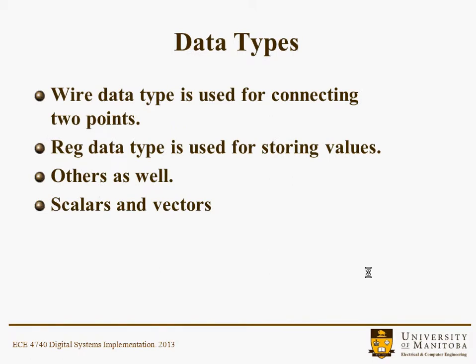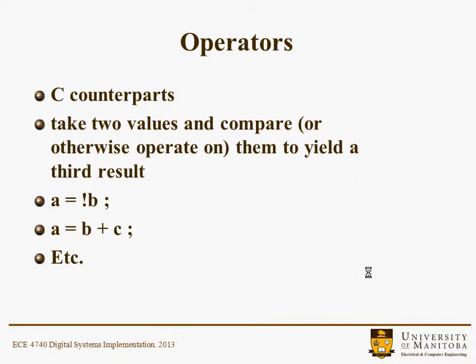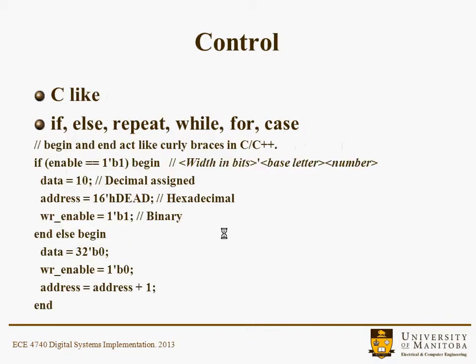A variety of data types in Verilog. A wire would be used for connecting 2 points, register data used for storing values, and there's others as well as scalars and vectors. Some of the operators are like their C counterparts, often taking 2 values and comparing them, or otherwise operating on them to yield a third result. First example, A is equal to not B, or A is equal to the sum of B plus C. The control structure is very C-like: if, else, repeat, while, for, and case, as you'd expect. Begin and end act like the curly braces in C or C++.